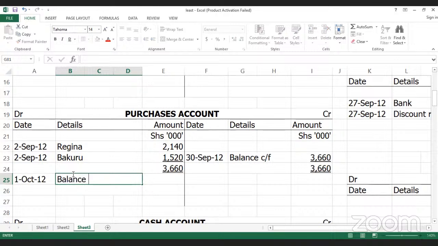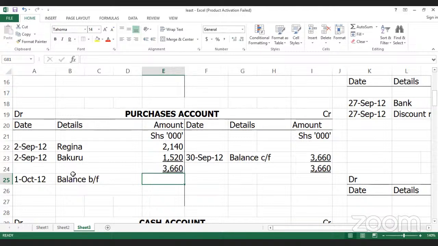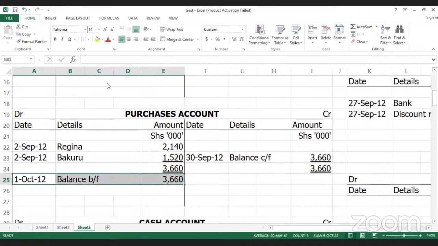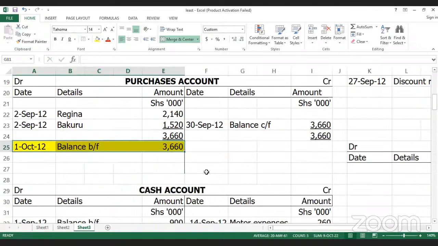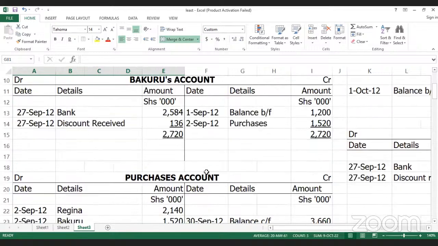How much is that balance brought forward? It will be 3660. So that is the purchases account. It has also been balanced. So the cash account has been balanced. The purchases account has also been balanced.